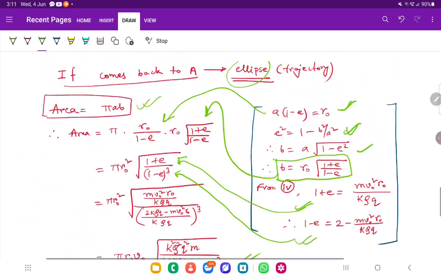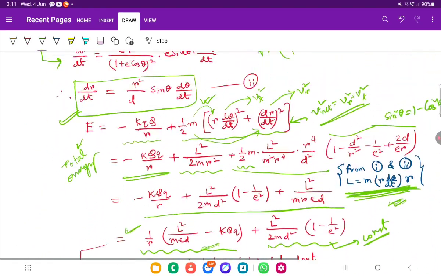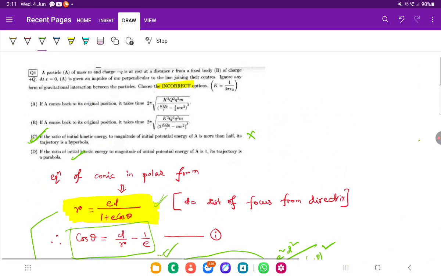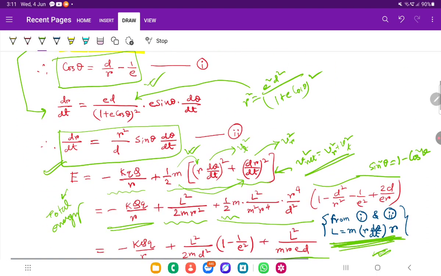So yeah, let me mark the correct option. Oh, sorry, again I forgot, we are supposed to find the incorrect one, right? This one is the correct option, this one is incorrect. So A and C should be our answer for this question.